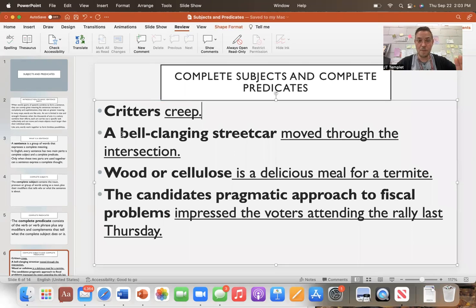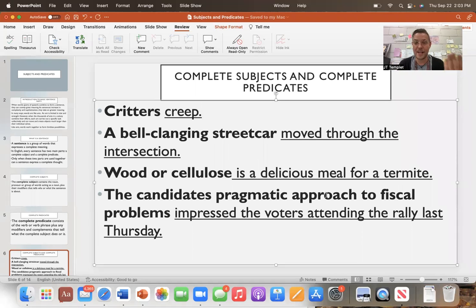Notice we get a little more complex with a bell-clanging streetcar. All of that is part of the complete subject. And then moved through the intersection is our complete predicate. So with complete subjects and predicates, it includes every word in the sentence, and it's literally drawing a line between them. So wood or cellulose, both the subject. Our verb is telling us here comes the predicate: is a delicious meal for a termite.